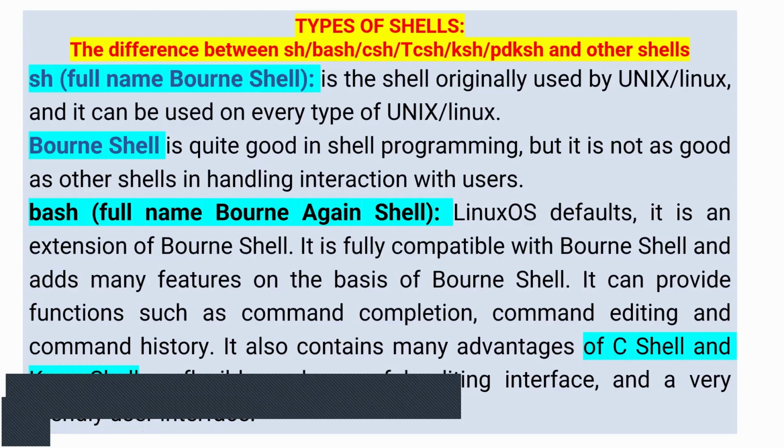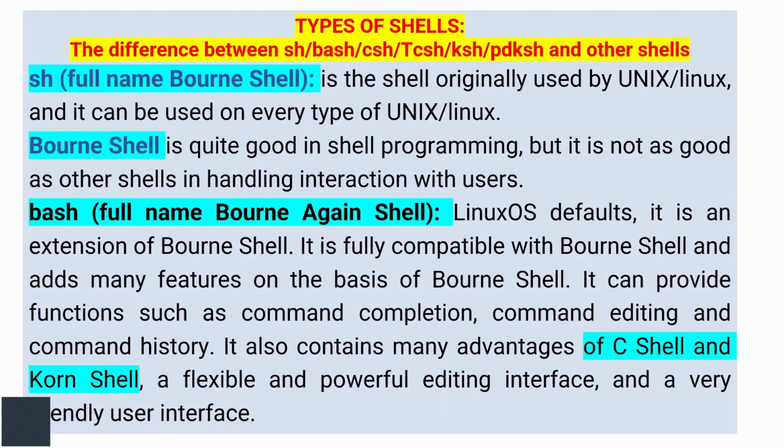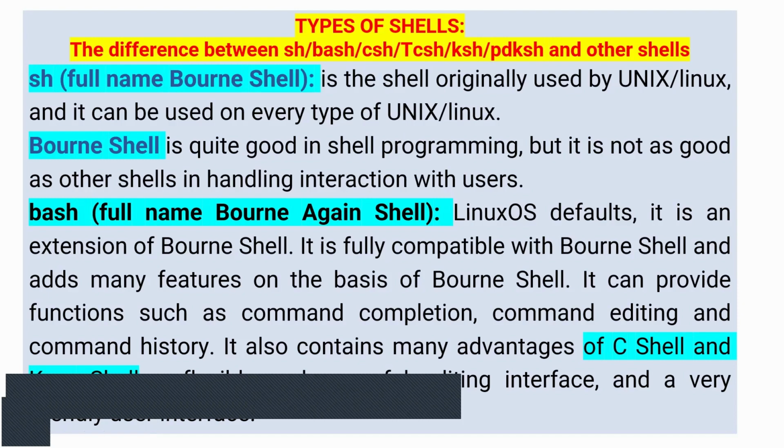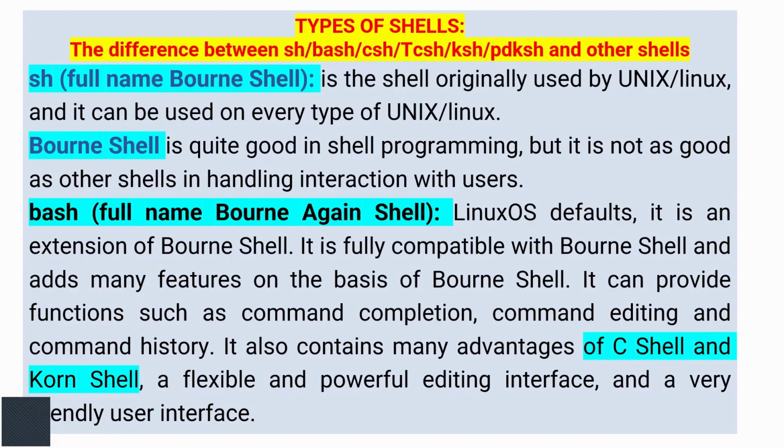When we are talking about Bash, which is the Bourne Again shell, it is the Linux operating system default and an extension of the Bourne shell. It is fully compatible with the Bourne shell and adds many features on the basis of it. It provides functions such as command completion, command editing, and command history. It also contains many advantages of the C shell and Korn shell, a flexible and powerful editing interface, and a very friendly user interface.